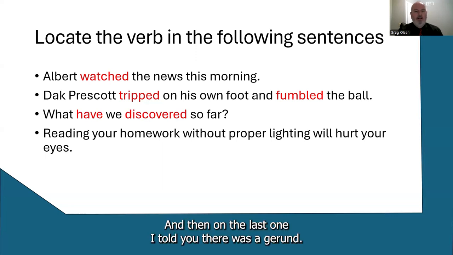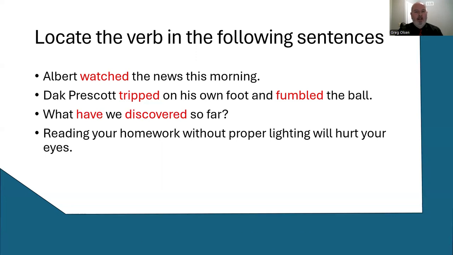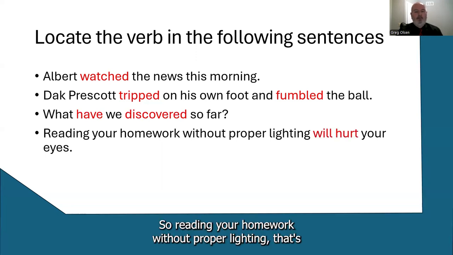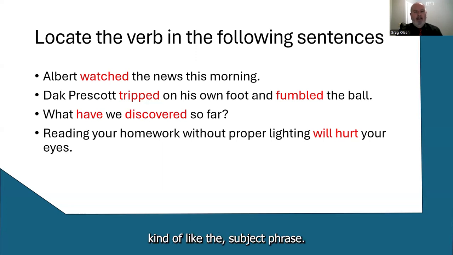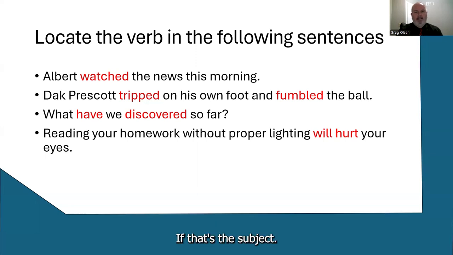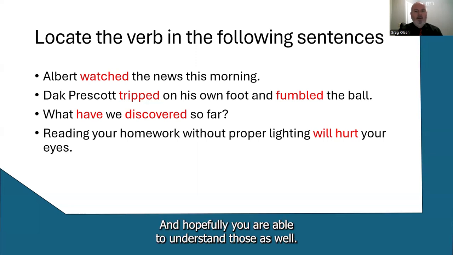And then on the last one, I told you there was a gerund. So reading is actually the gerund. We don't get to the verb until we get to here, will hurt. So reading your homework without proper lighting, that's kind of like the subject phrase. All of this works as one subject. And this subject of reading your homework without proper lighting, what is it doing? It will hurt your eyes. Okay, hopefully you are able to understand those as well.